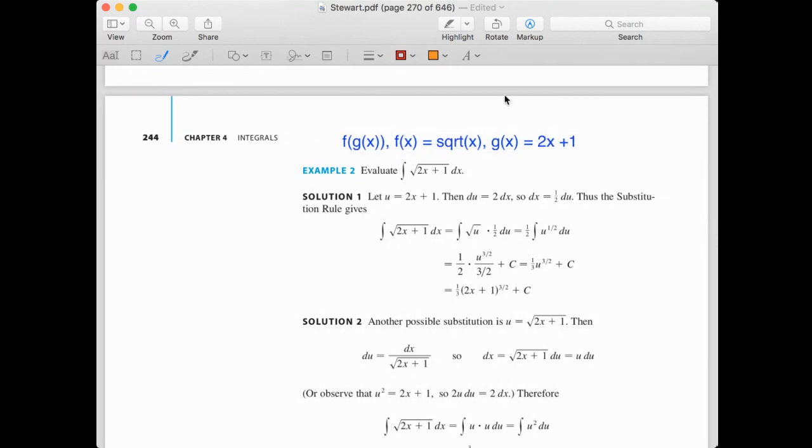So one way to think is you can think this way. Then you say, okay, let u substitute the g of x, so u equals 2x plus 1. Then right away we figure out du. du equals 2 dx, so we rewrite as dx equals a half of du. Right? Then now let's substitute square root of 2x plus 1 into square root of u, and dx into half of du.